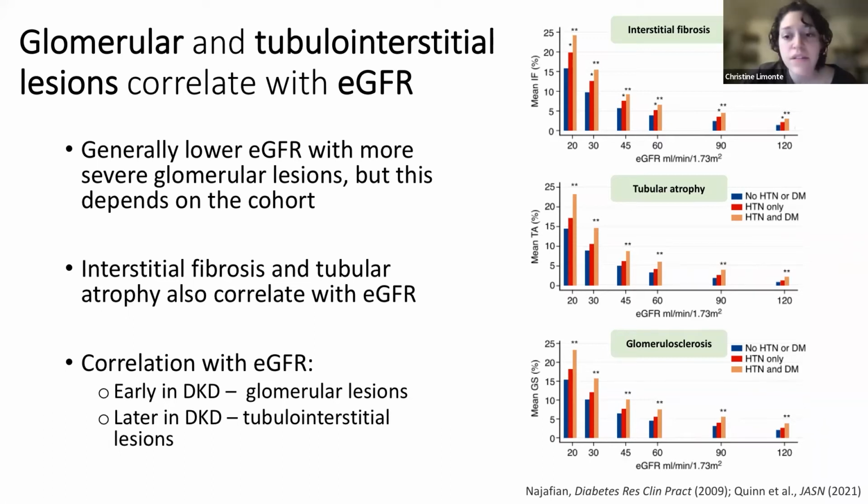Overall, it appears as though early in diabetic kidney disease, glomerular lesions correlate better with eGFR, and later in advanced disease, tubulointerstitial lesions correlate better with eGFR. And I want to note that many of the papers I've been citing are authored by our very own Behzad Najafian.